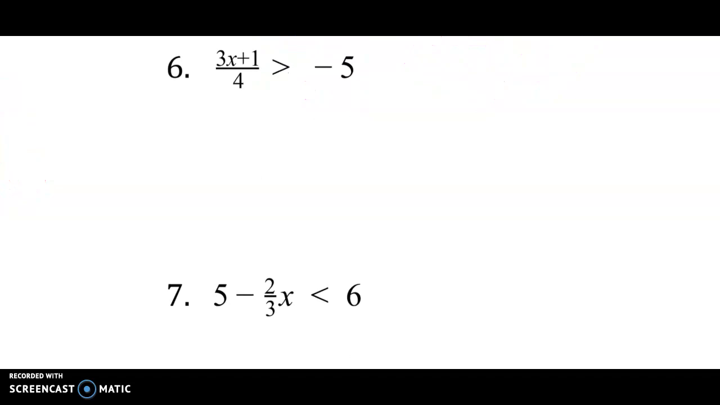Numbers 6 and 7 are very similar because they both have fractions, but the order in which you're going to do things is a little bit different. Because number 6 is one giant fraction, you're going to need to multiply first. Since number 7 has a fraction separate from a whole number, we first need to get rid of the whole number 5 before we can get rid of the fraction.